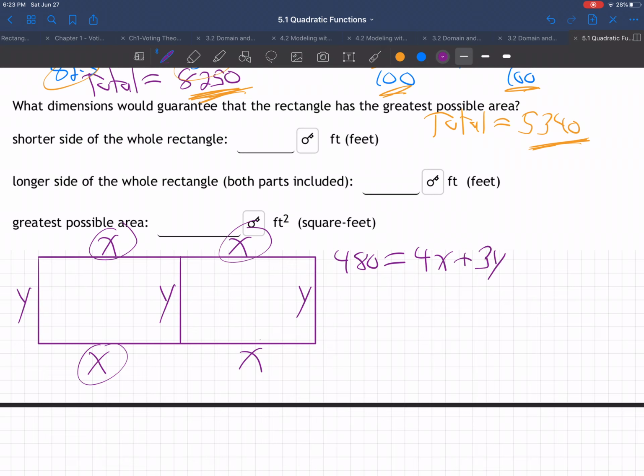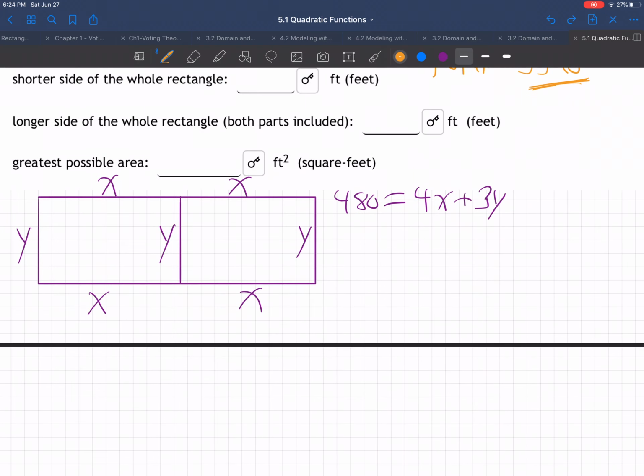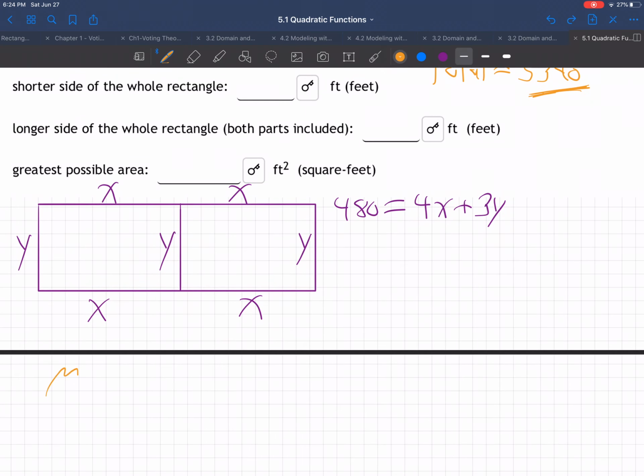You see that? 4 x's and 3 y's. Add all those up. That's all the fencing, isn't it? It's all the fencing, 480. So that's our first equation. And then comes the second equation, the one that we're trying to maximize. What are we trying to maximize here? Area. Area inside.